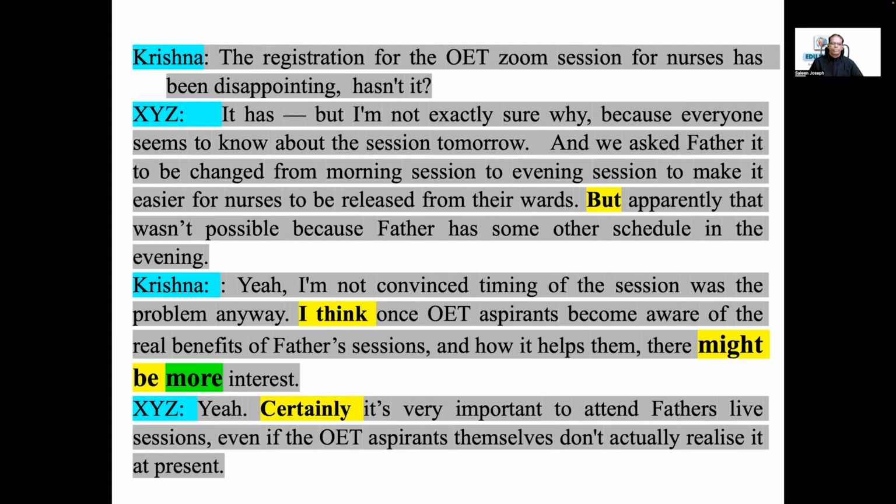Krishna, yeah, I'm not convinced the timing of the session was the problem anyway. I think once OET aspirants become aware of the real benefits of Father's sessions and how it helps them, there might be more interest. Yeah, certainly. It's very important to attend Father's live sessions, even if the OET aspirants themselves don't actually realize it at present.